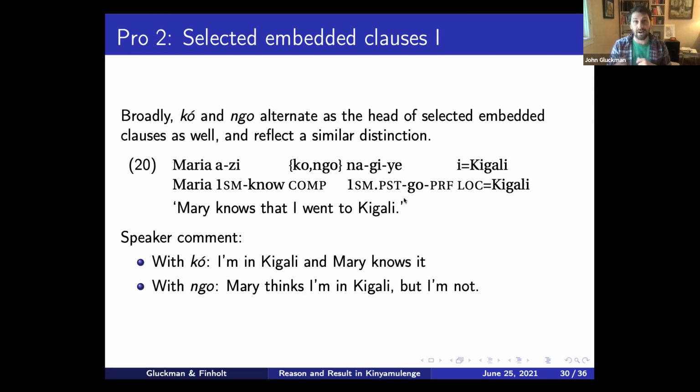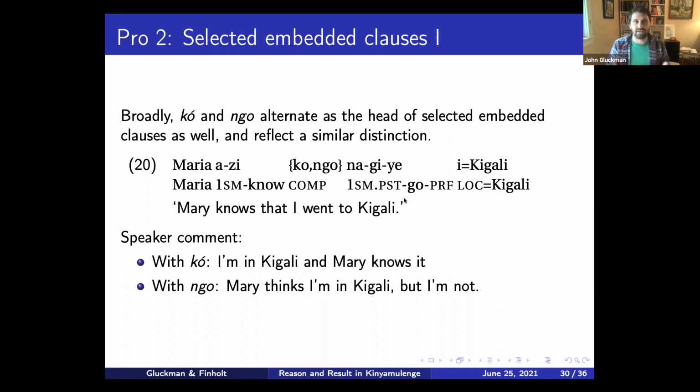When we look at co and Go outside of the adverbial use, when they're heading selected embedded clauses, we find a very similar distinction. If I have a sentence like Mary knows that I went to Kigali, co and Go are both available here as heading this selected embedded clause. And we get what looks like almost precisely the same speaker distancing as we got before. If I use co, what you get is essentially a factive inference: I'm in Kigali and Mary knows it. So Mary knows a fact. With Go, Mary has a false belief. This means something like think: Mary thinks I'm in Kigali, but I'm actually not.